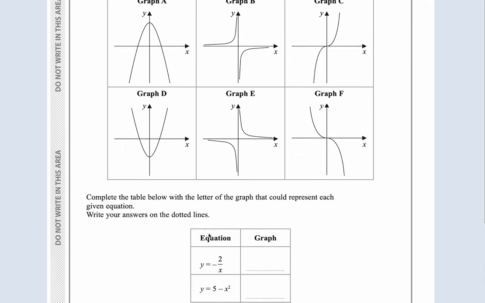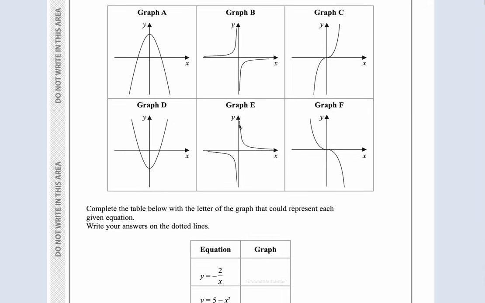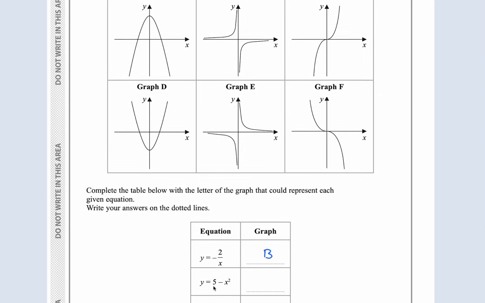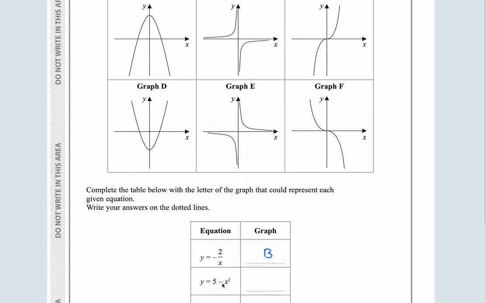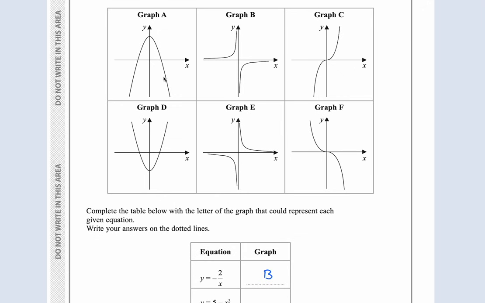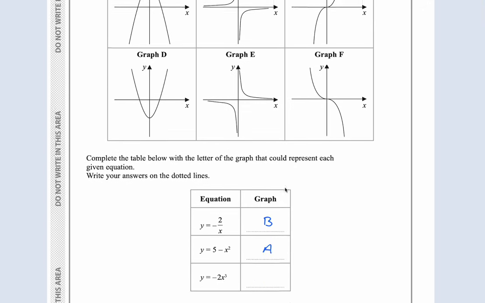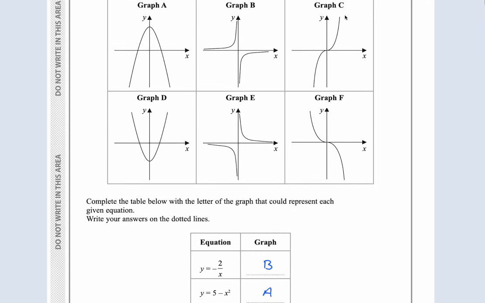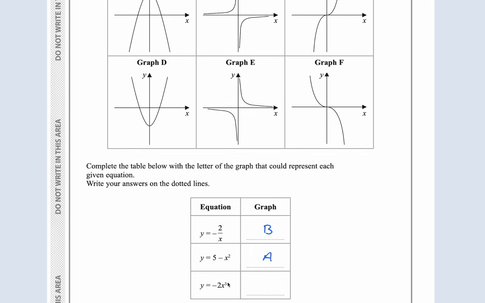Okay, so my reciprocal is one of these two, but it's the negative one, so it has to be B, because that's negative. This one is the negative one. Okay, this one is my negative quadratic, my sad face, because it's minus x squared. So that one has to be this one. This is the sad face, A. And one of these is a cubic. This is my positive cubic. This is my negative cubic. So it has to be F. So it's B, A, F.